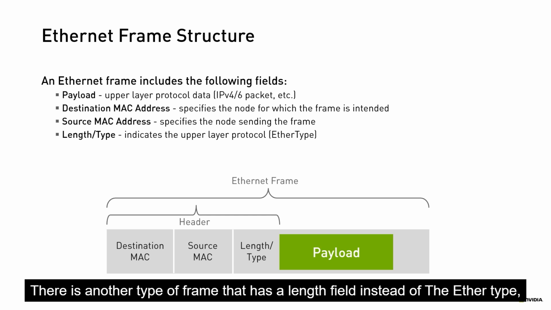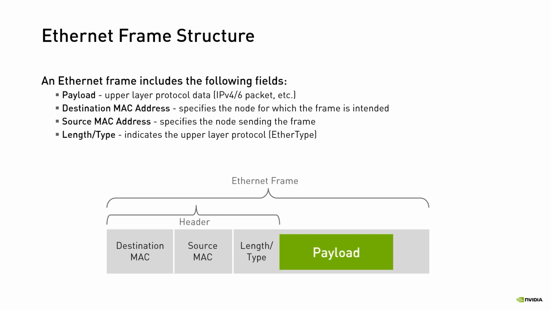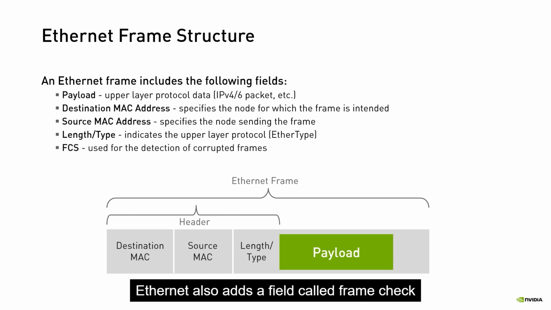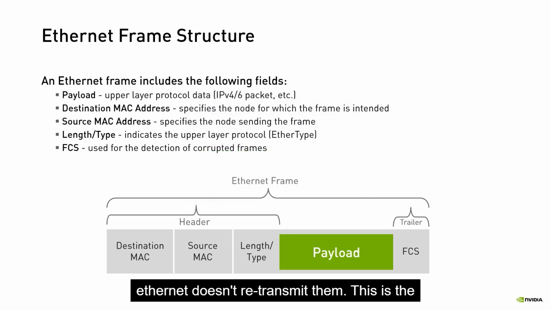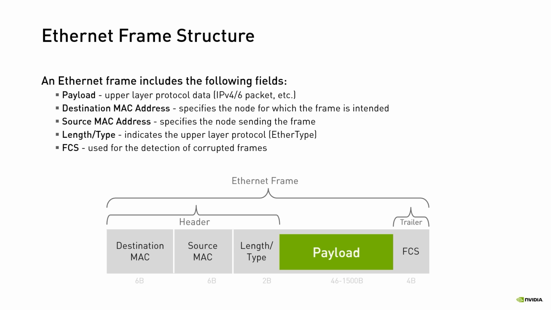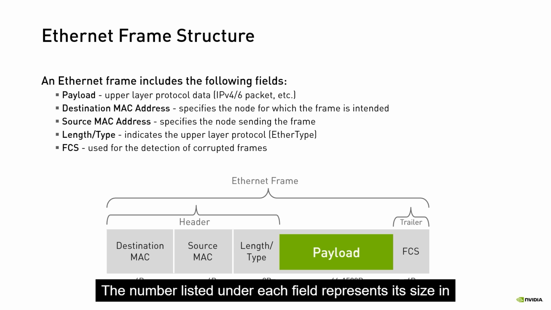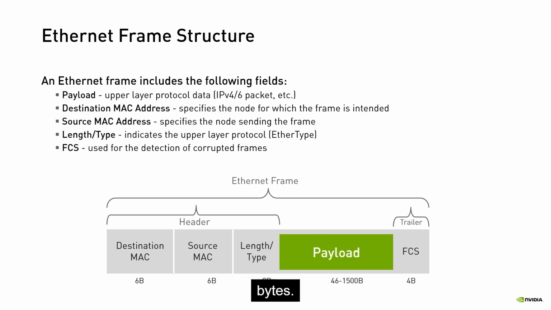There is another type of frame that has a length field instead of the ether type, but it won't be discussed here. Ethernet also adds a field called frame check sequence, or FCS, to the end of the frame. The FCS is used to detect corrupted frames. Generally, when corrupted frames are dropped, Ethernet doesn't retransmit them. This is the responsibility of upper layer protocols such as TCP. The number listed under each field represents its size in bytes.